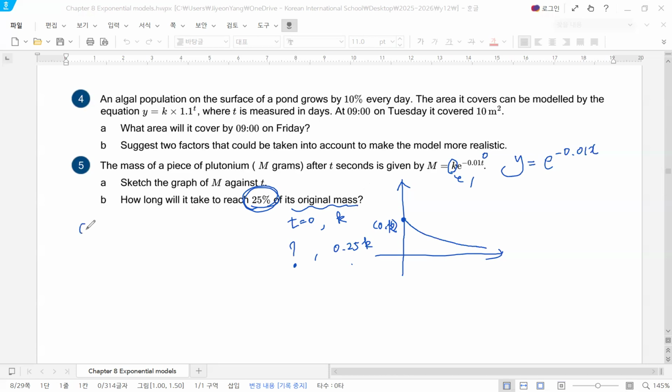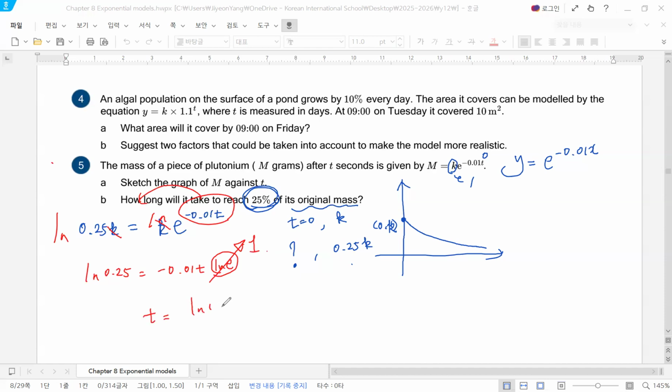Then 0.25k equals k times e to the power of negative 0.01t. You can cancel k on each side, right? Then by using the logarithm definition, or you can put ln on each side, then ln 0.25 equals, you can move it to the front, negative 0.01t ln e. Since the value of ln e is 1, the value of t is ln 0.25 divided by negative 0.01. By using your calculator, you can find this value.